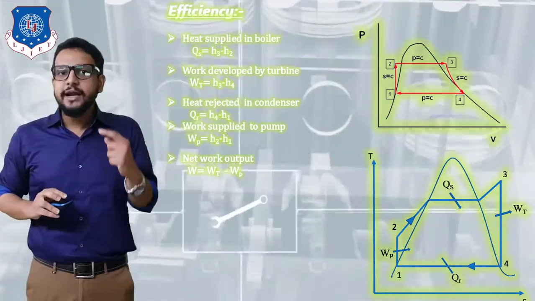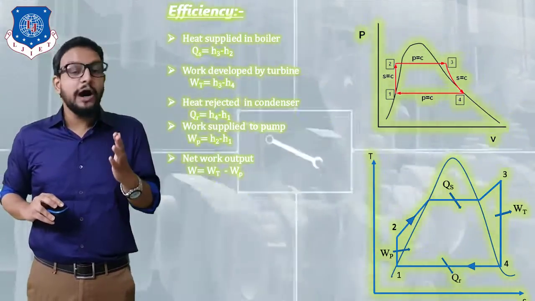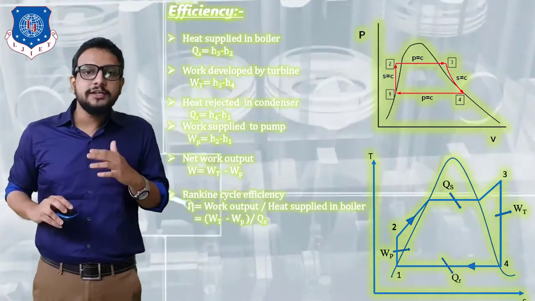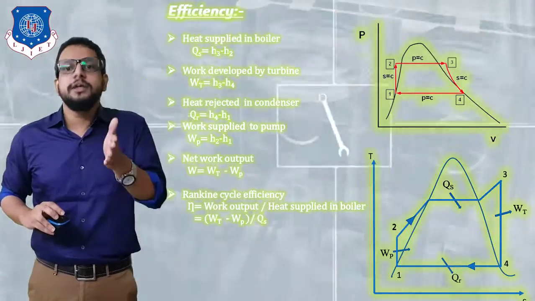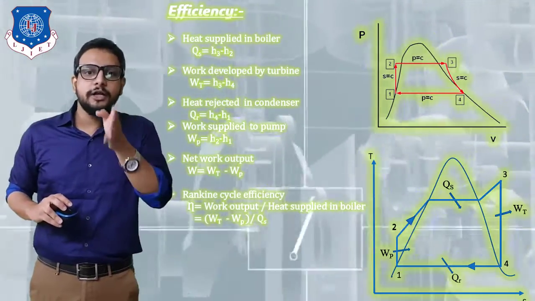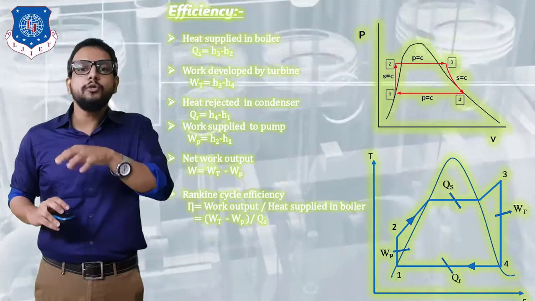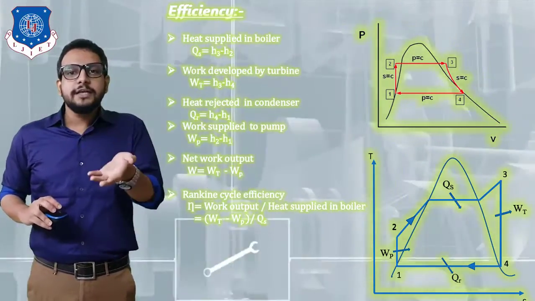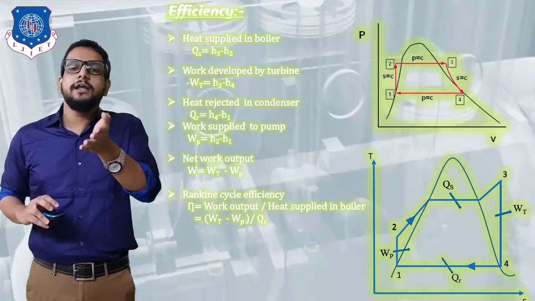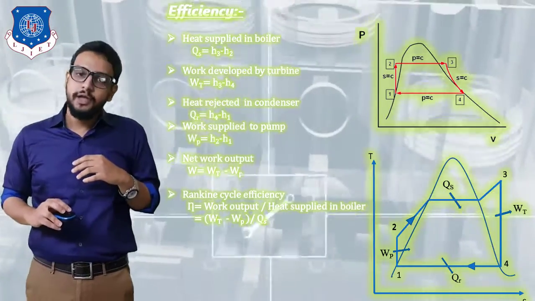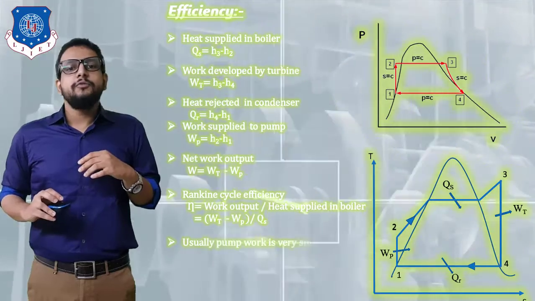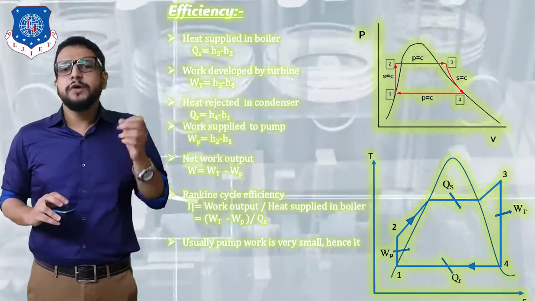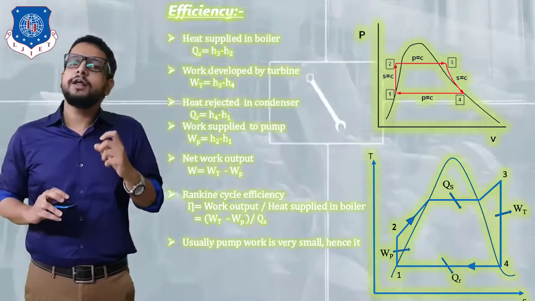Okay, but our main target is to determine efficiency, which is equal to output upon input. Right, so we have to determine a net work output. So how much is the net work output? It is equal to WT, that is the mechanical power from a turbine, minus the mechanical input to a pump. So WT minus WP upon what is the input? We would say heat supplied to a boiler, that is QS. But in usual cases, we usually neglect the work input to a pump, since the value is very small compared to the turbine work output.